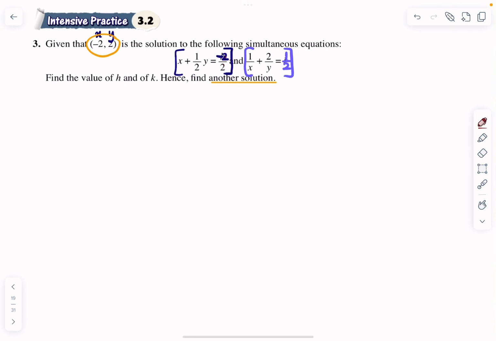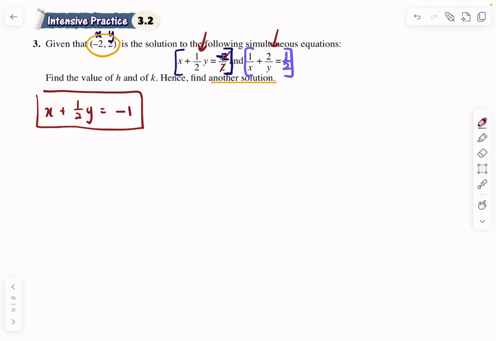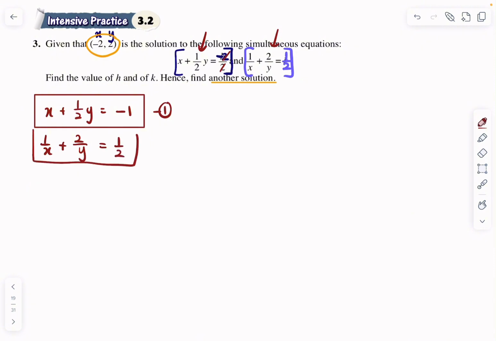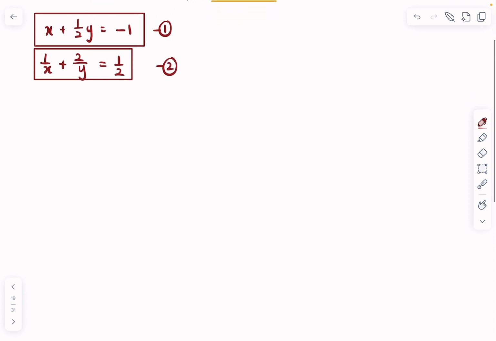So this is our equation 1 and equation 2. x plus half of y equals negative 2 divided by 2, which is negative 1. This is our first equation. Then our second equation is 1 over x plus 2 over y equals 1 over 2. Second equation. Now we have to solve these two simultaneously.